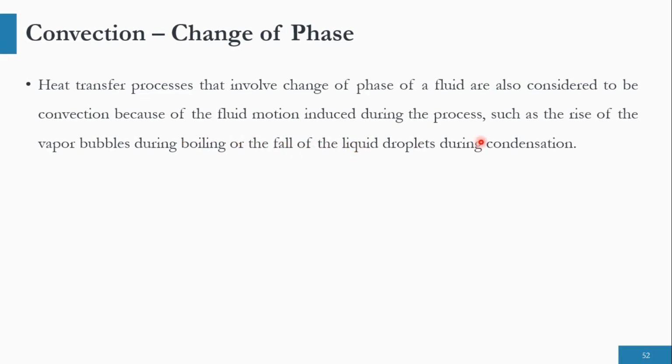For example, if you heat a cup which includes water, the heat will be transferred to the solid surface of this cup, and then the heat will be transferred from the solid surface to the liquid medium, which is water. Now we are saying the rise of vapor bubbles during boiling. So once the water starts boiling, we say the phenomenon is convection, or a convective process.